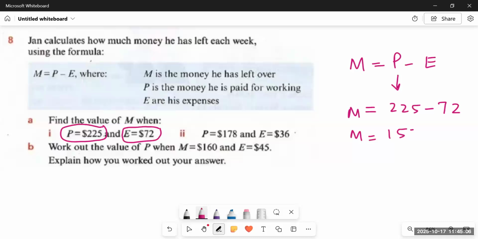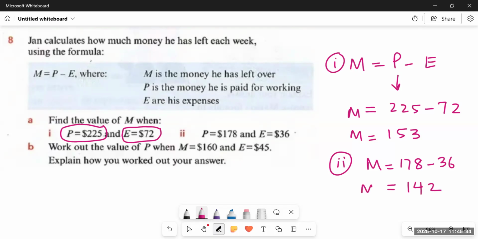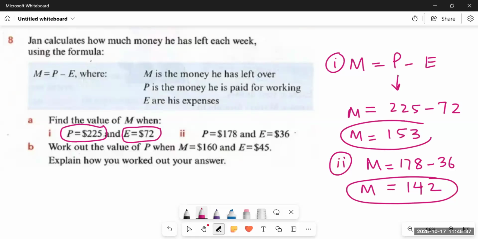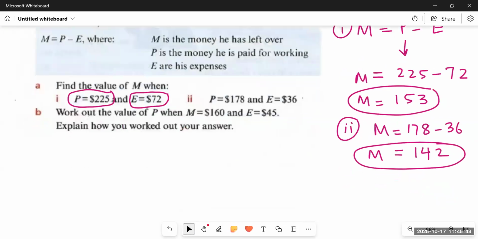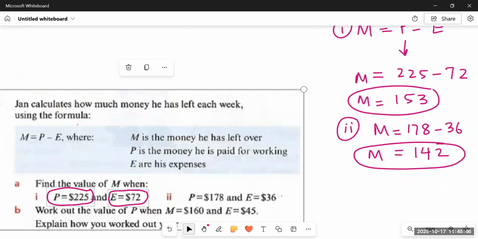153. Right? And then in the second part, it's again P is equal to 178 and E is equal to 36. We have to do the same thing. So we will now write M is equal to 178 minus 36, right? And when we subtract the two, we will get the value of M as 142, right? That's all. Then they are saying work out the value of P when M is equal to 160 and E is equal to 45.